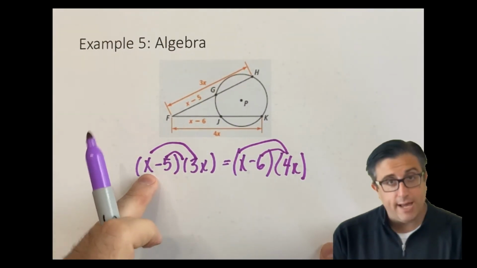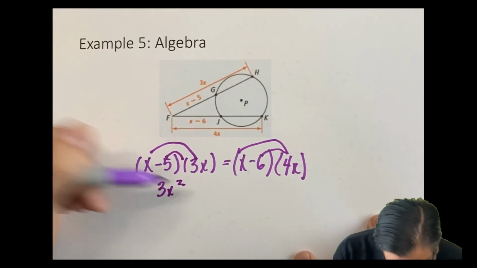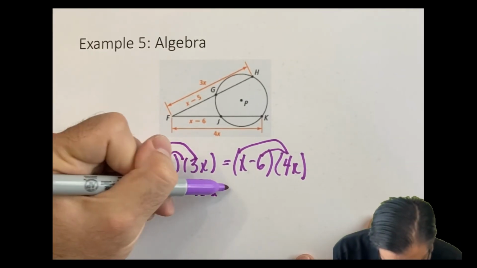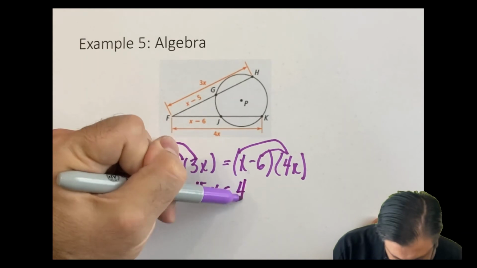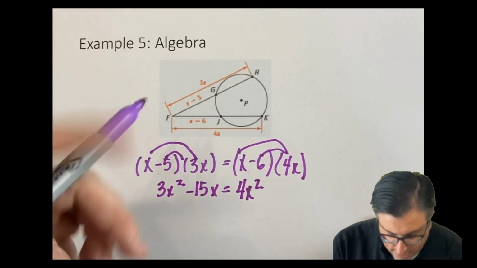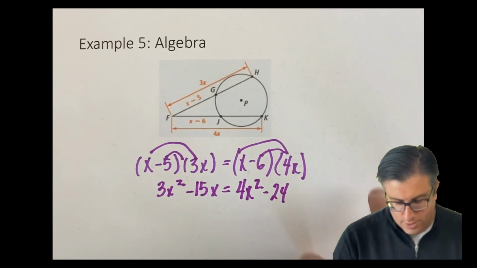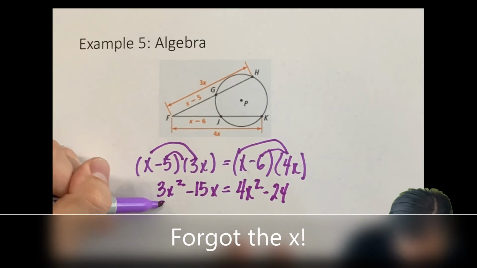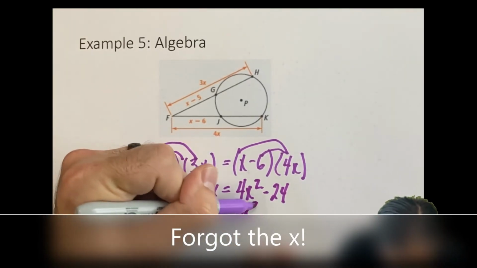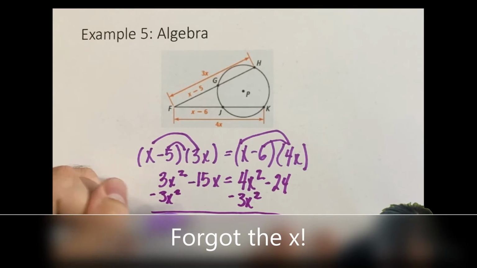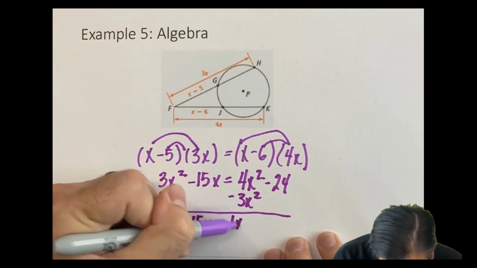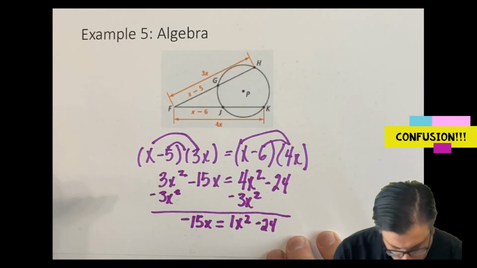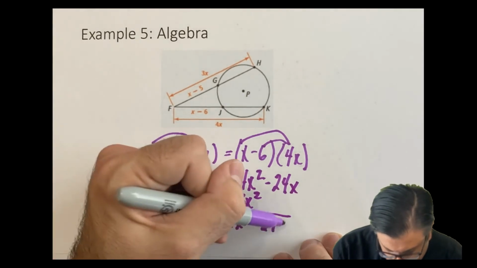Now I need to distribute the 3x into this one, and I need to distribute the 4x into this one. So 3x times x is 3x squared. 3x times negative 5 is negative 15x. 4x times x is 4x squared, and 4x times negative 6 is negative 24x. The reason this one isn't as bad is because those x squareds will combine together. I'm going to subtract 3x squared from both sides. I get negative 15x equals 1x squared minus 24x.